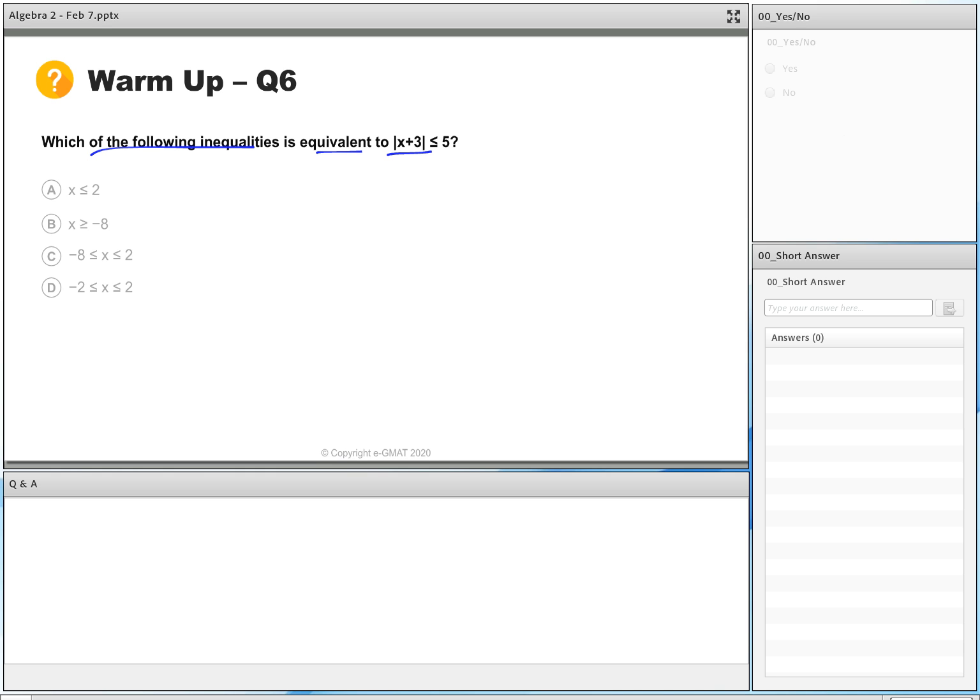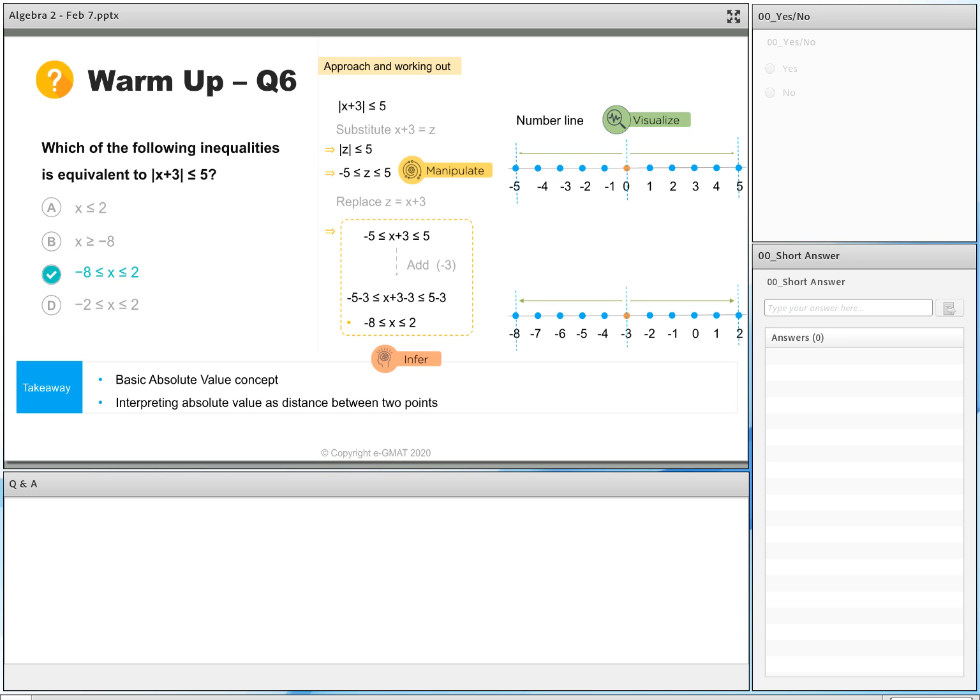So I have mod of x plus 3 less than or equal to 5. Now to solve this question in a much better format, what I do is I replace x plus 3 by z. I substitute x plus 3 to be equal to z. So when I do that, I write mod of z is less than or equal to 5.